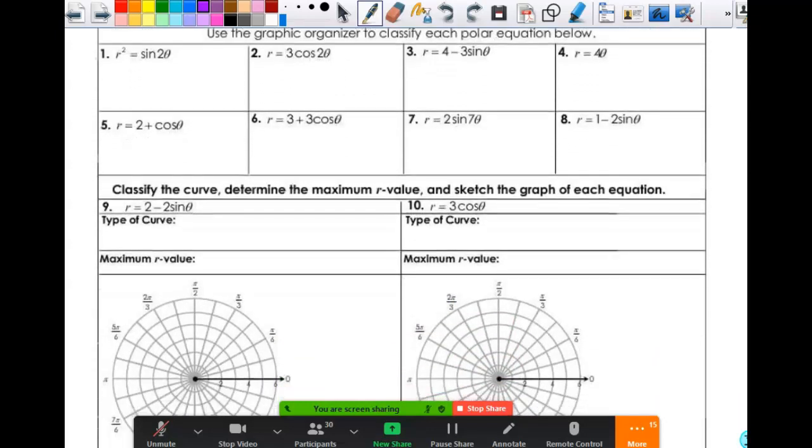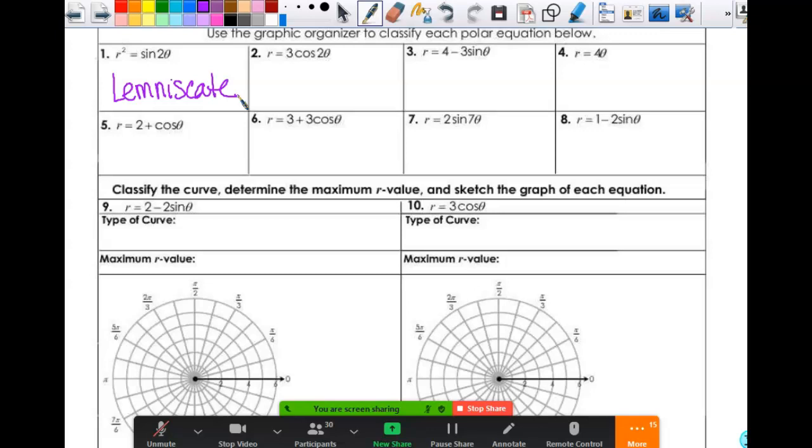So when I look at number 1, r squared equals sine 2 theta. Well, guess what? There's only one set that has r squared in it, and that's the lemniscates, right? So that's all it's asking me for here. So my answer is lemniscate. I know it's not asking me this here, but would this particular one be laying down or diagonal? Diagonal, because it's sine. And what is the a value? 1, exactly, very good.